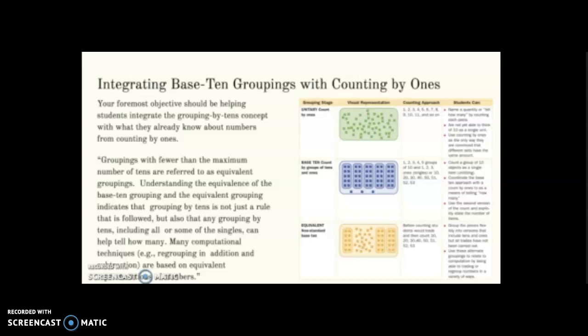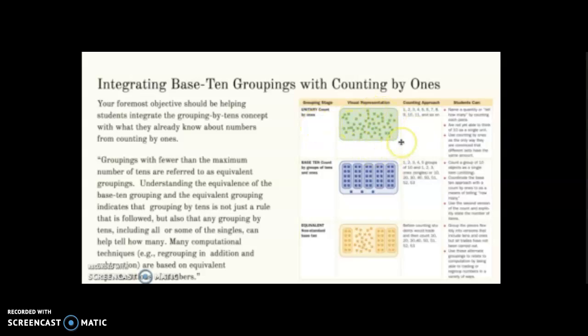Understanding the equivalence of the base 10 grouping and the equivalent grouping indicates that grouping by tens is not just a rule that is followed, but also that any grouping by tens, including all or some of the singles, can help tell how many. Many computational techniques, such as regrouping in addition and subtraction, are based on equivalent representations of numbers. Right here we have the grouping stages.